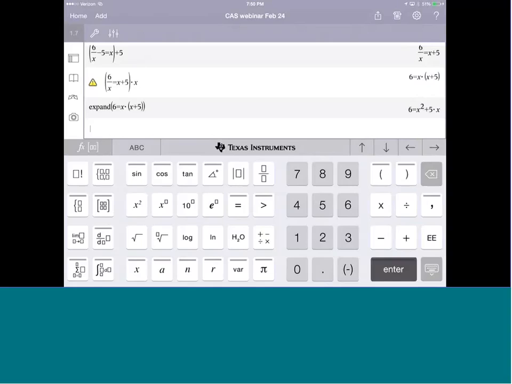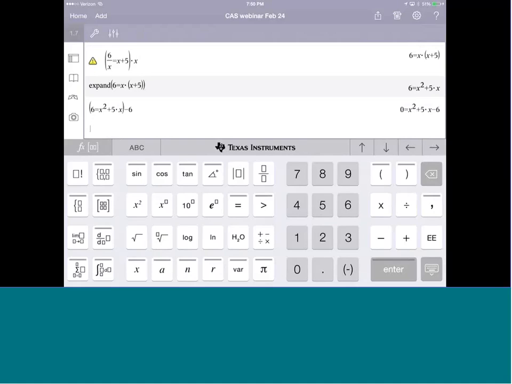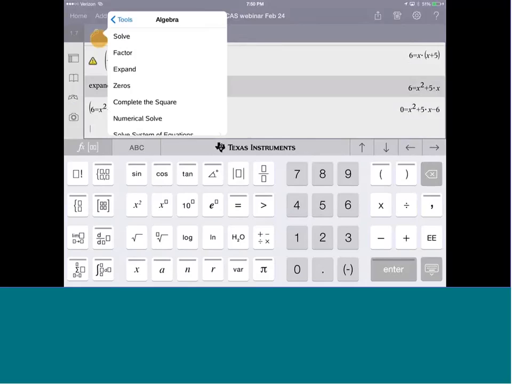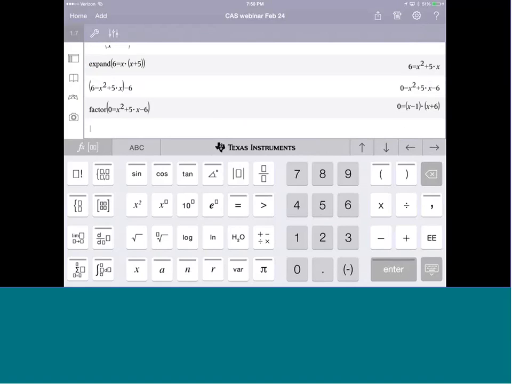Press Enter. And now I've got this equation, so what I can do is subtract 6 from both sides, and then I can go ahead and factor it or solve it by the quadratic formula, but let's go ahead and do it how we would normally do, and that is factor. Go up and grab it, and hopefully from this one you could do it by inspection: x equals 1 or x equals -6.